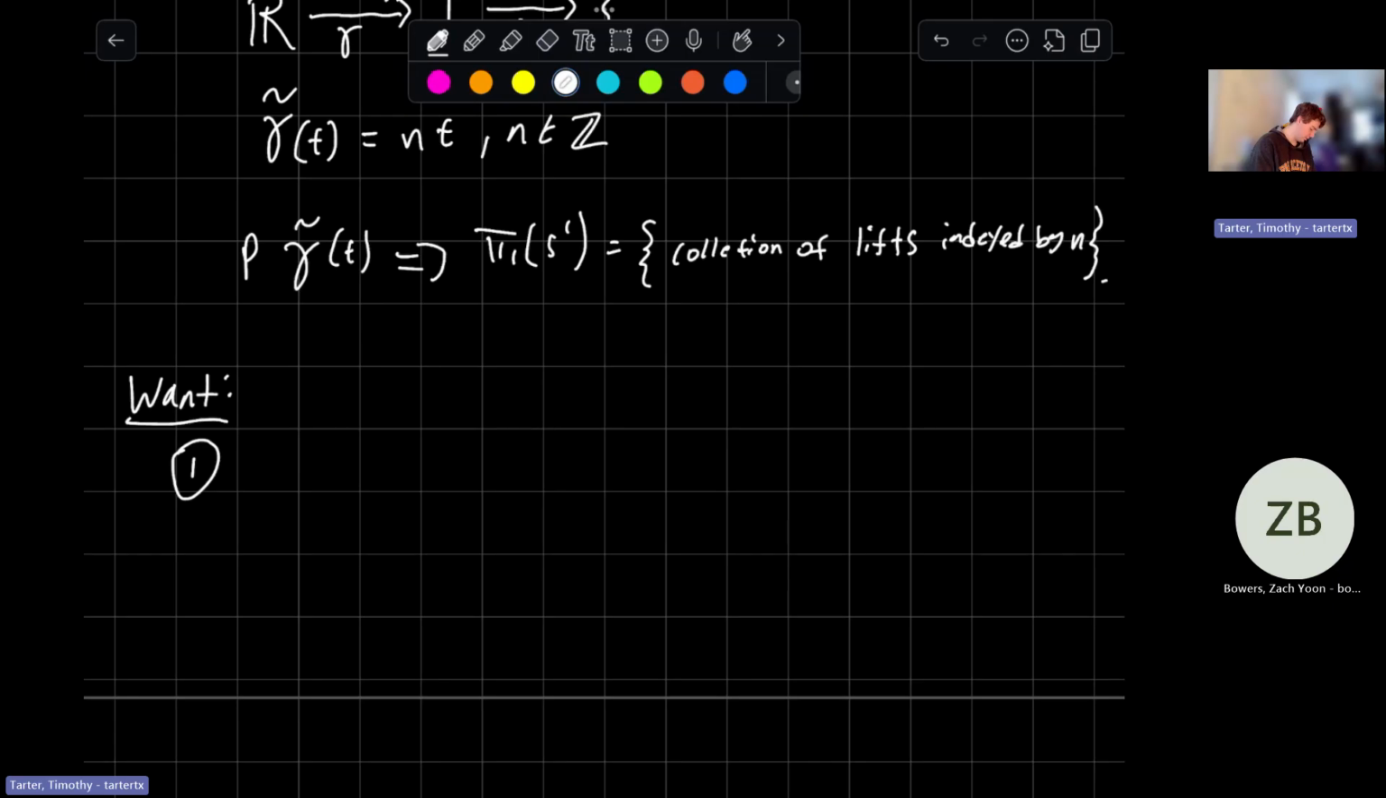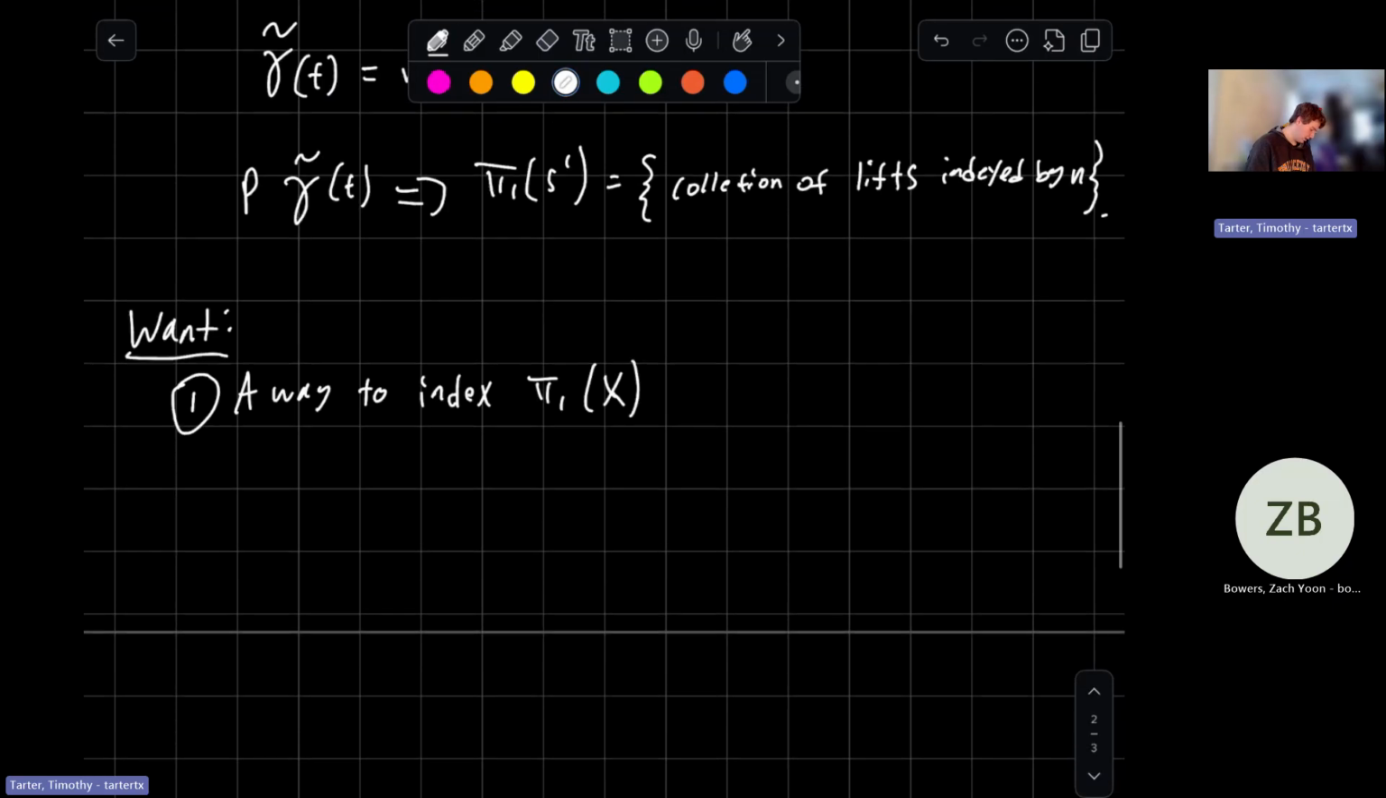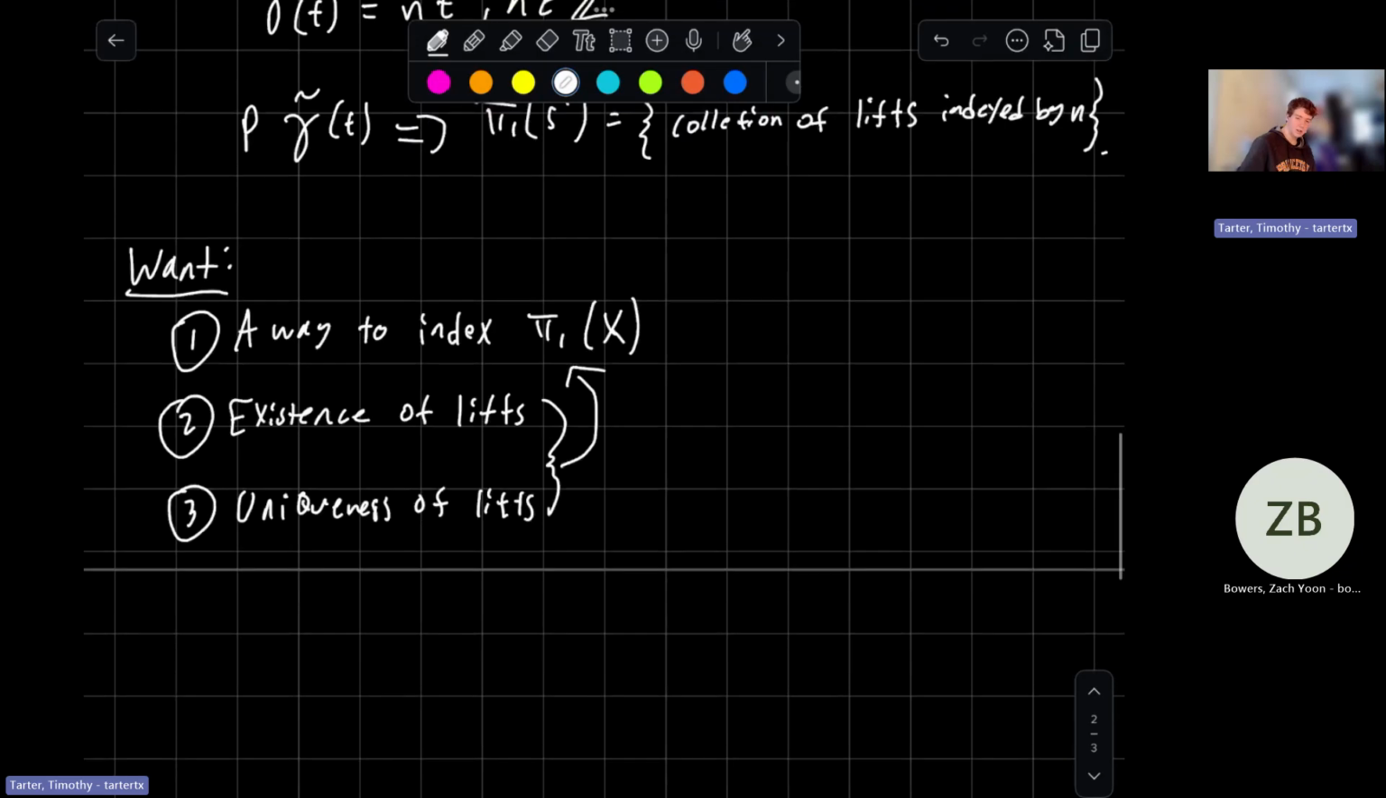We want a way to index pi 1 of X, and then existence of lifts, and then uniqueness. And when I say lift, it's really just a way to index pi 1.